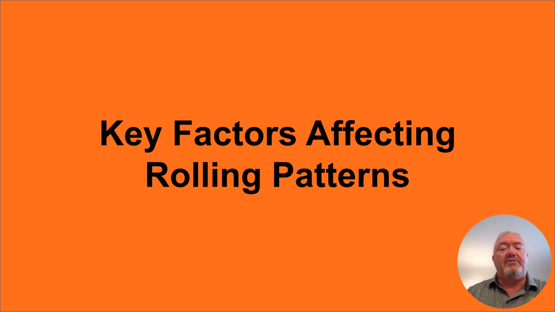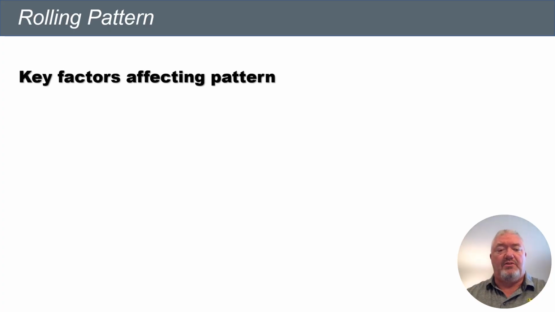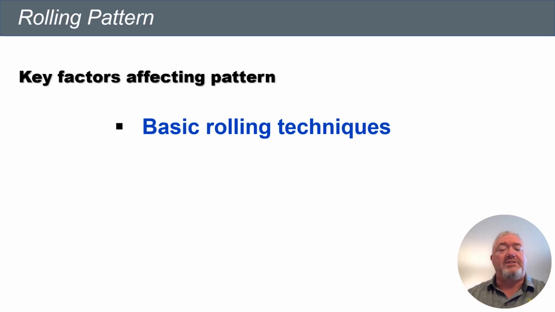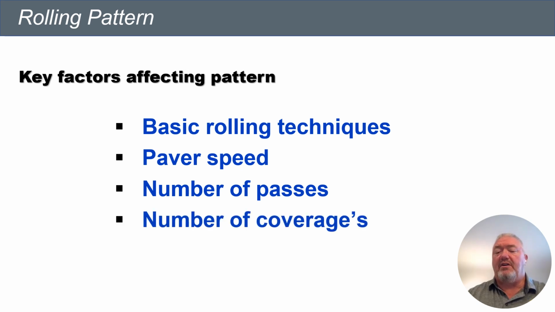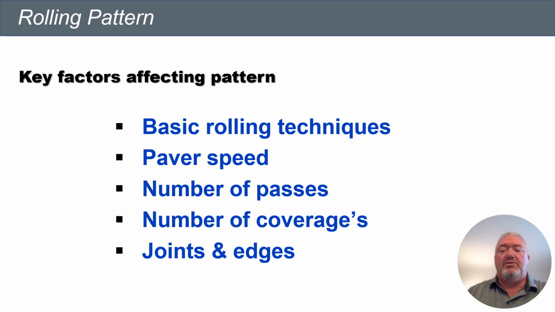So there are some key factors affecting rolling patterns that we're going to talk about. Just basic rolling techniques. Paver speed. A lot of people think paver speed dictates the speed of the rollers. It's really the speed of the rollers that needs to dictate the speed of the paver. Number of passes, and number of passes is different than number of coverages, but going back to number of passes, everybody's idea of a pass count is a little bit different. We'll go through that as well too. And we'll talk a little bit about joints and edges as we finish up.